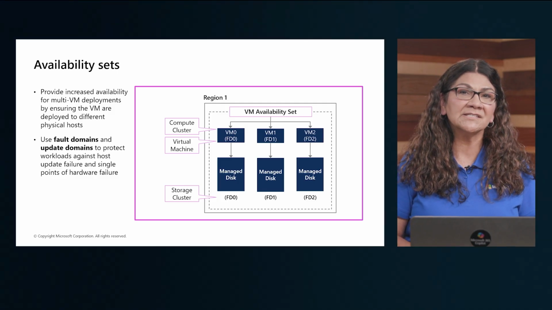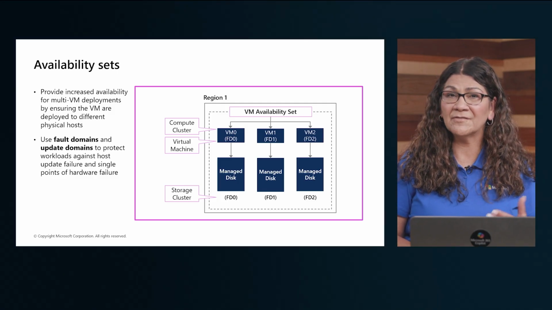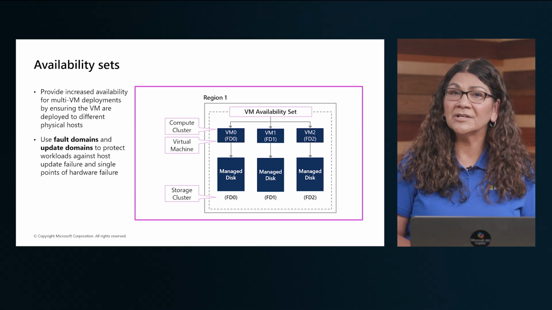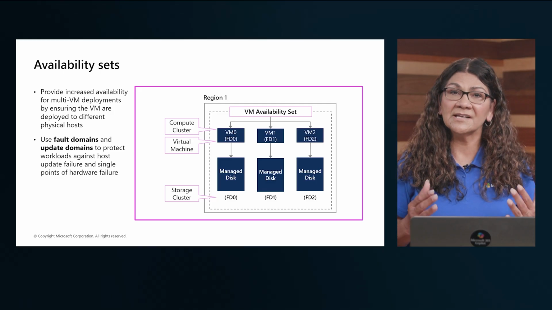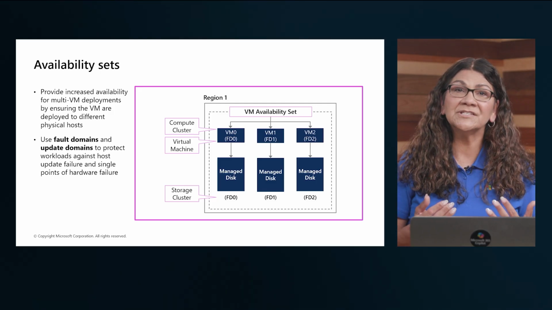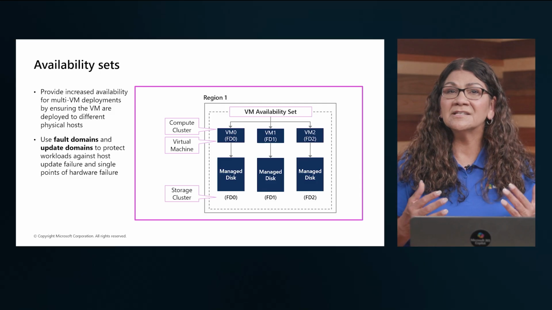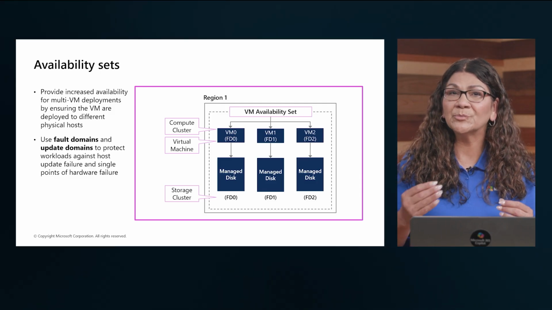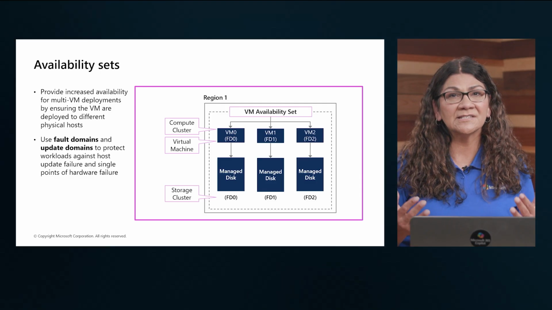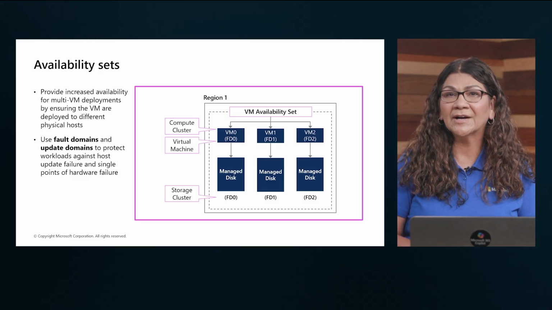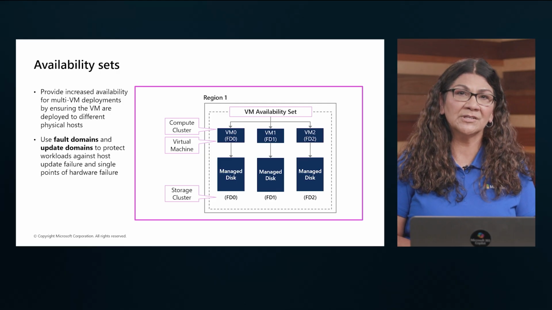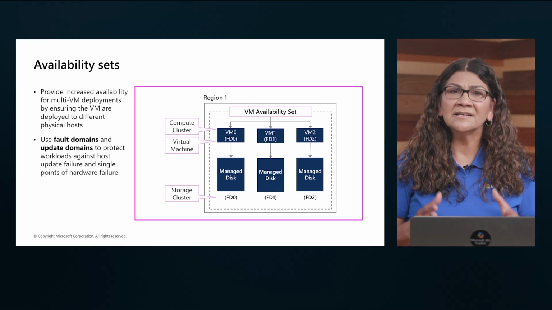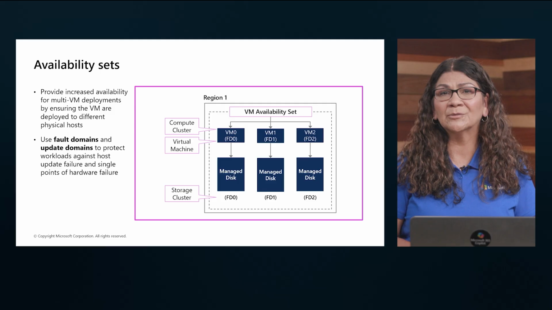The diagram on the slide illustrates how VMs in an availability set are distributed across fault and update domains within a region. Each is connected to a managed disk in a storage cluster. This separation ensures that both compute and storage resources are resilient. In SQL Server environments, this setup supports consistent performance and availability, making availability sets a key component of a robust HA strategy.